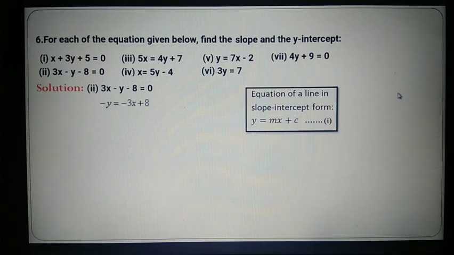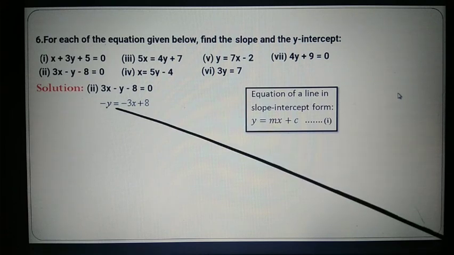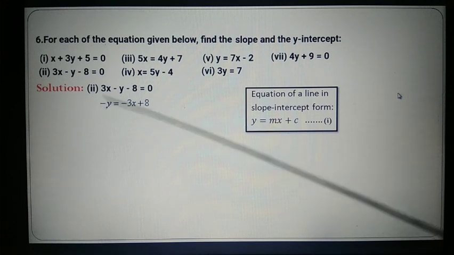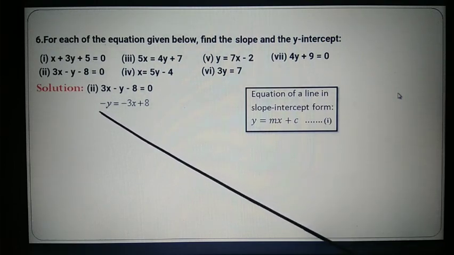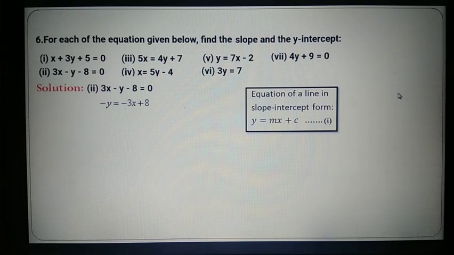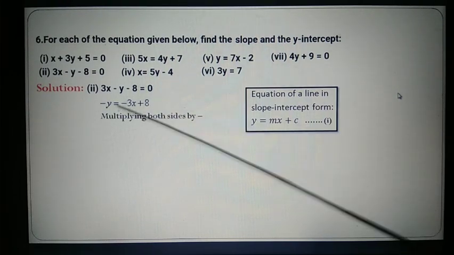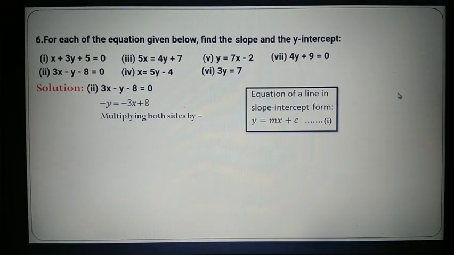Okay, now the coefficient of y here is 1, but here the coefficient of y is minus, right? So I need to remove this minus. Now to remove this minus, what I need to do is I need to multiply both sides by minus. Okay, so multiplying both sides by minus, minus into minus becomes plus, minus into minus becomes plus, minus into plus becomes minus. Okay, so I'll get this much.